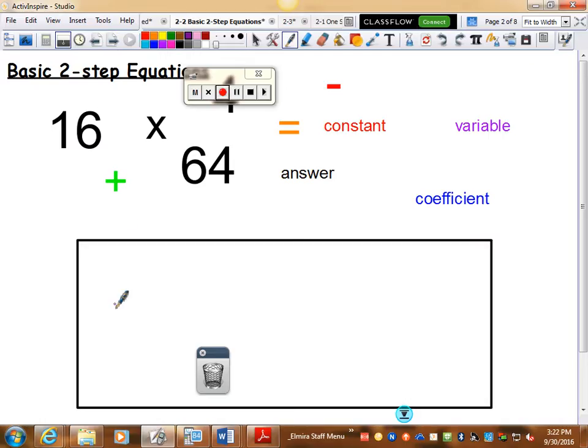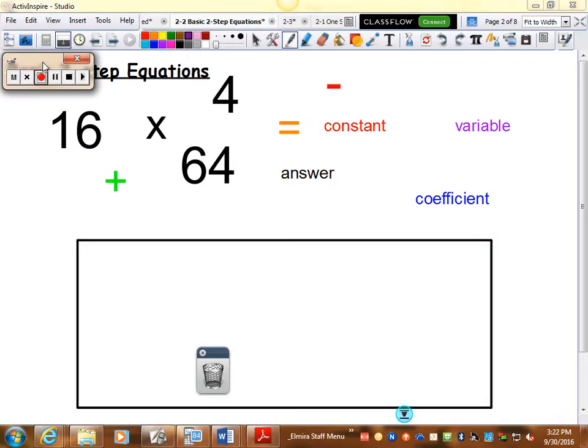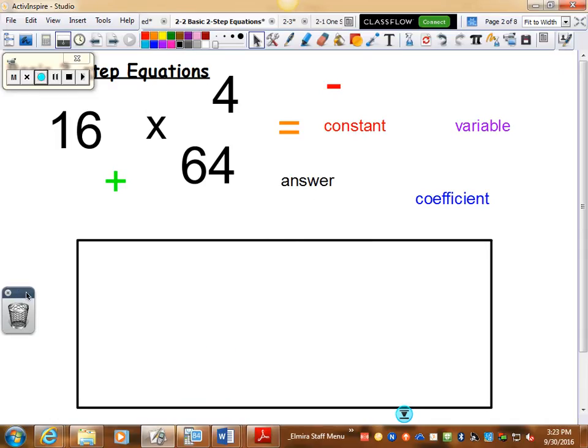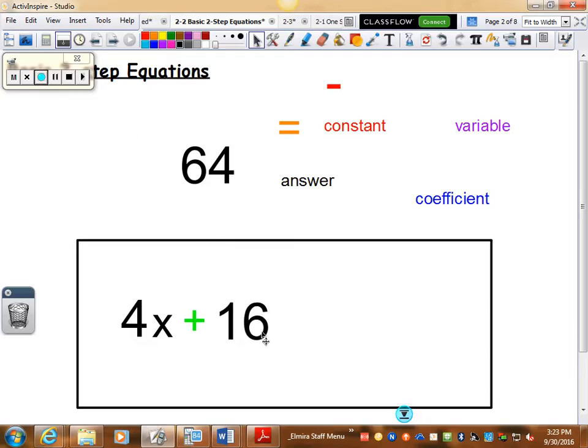So there's some vocabulary I want you to know. All right, so constant, variable, and coefficient. Those are our 3 vocabulary words. I'm going to use the word answer, but it's not technically a vocabulary word. All right, so what does a basic 2-step look like? Well, you have a number that's with a variable, with a letter, and it might add or it might subtract with another number, and then it'll be equal to something.